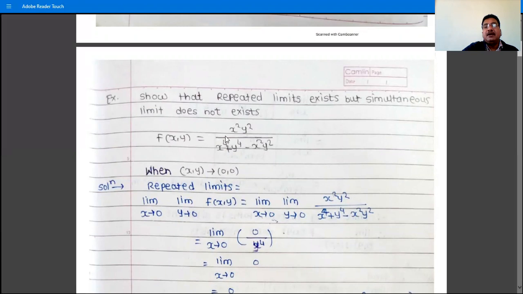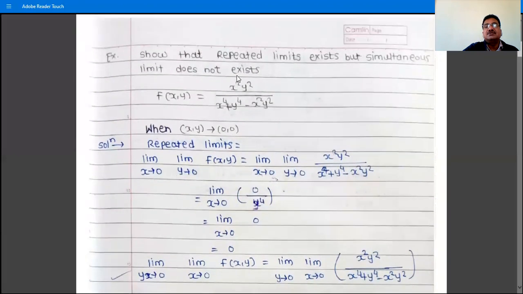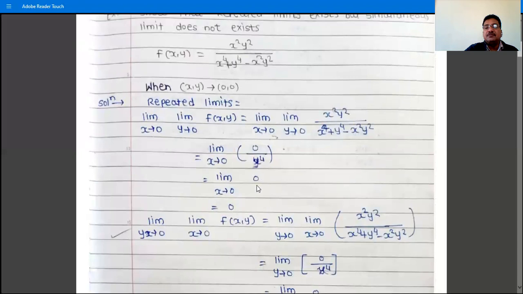So here, find repeated limits. There are two types of repeated limits. Limit as x tends to 0, of limit as y tends to 0, of f(x,y). When (x,y) tends to (0,0) means x tends to 0, y tends to 0. This is the first type of repeated limit. f(x,y) is this. Then first find the limit as y tends to 0 of this. That is, substitute y equals 0. We get 0 by x raised to 4, which means 0. The limit of this quantity is 0, and the limit as y tends to 0 of the denominator is x raised to 4. So 0 by x raised to 4 is 0. And then the limit as x tends to 0 of 0 is 0.